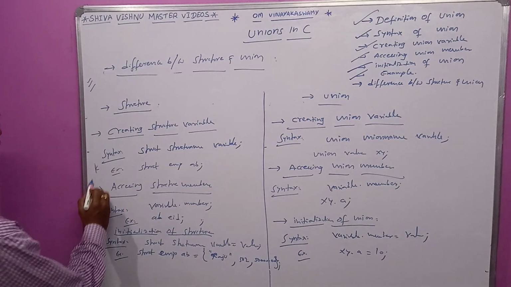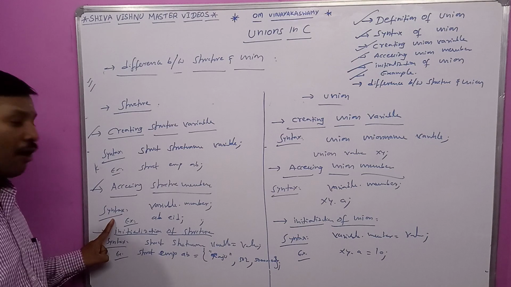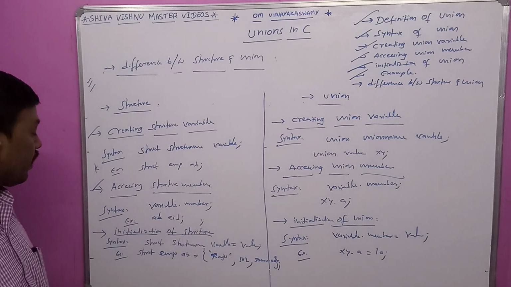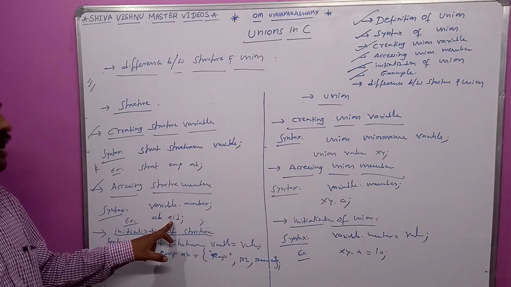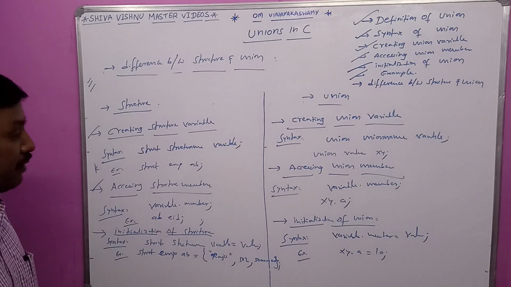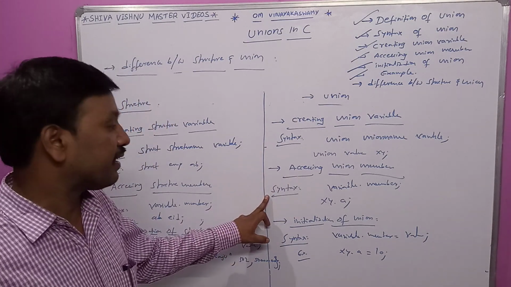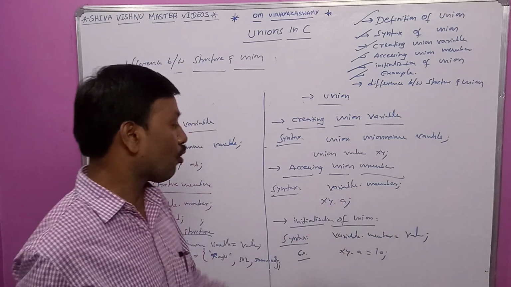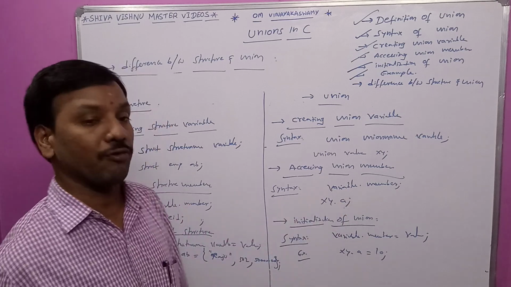Next is accessing structure members. Here also we have the syntax: variable, dot operator, member, semicolon. For example, AB is a variable, dot EID, the employee ID, semicolon. Accessing a union member follows the syntax: variable dot member, semicolon. Here you can see the variable xy dot a member, semicolon.